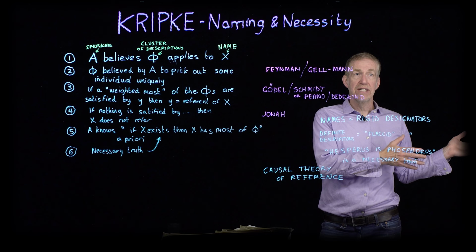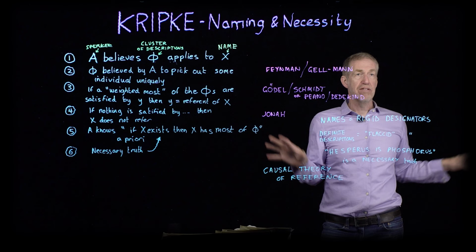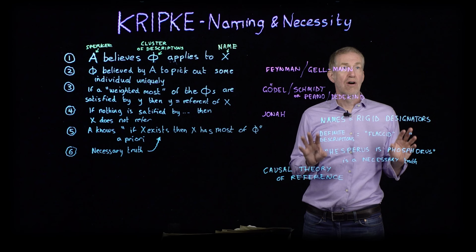So because the evening star and the morning star both pick out Venus in our world, but they don't pick out the same thing in all possible worlds. And because they don't pick out the same thing in all possible worlds, they're not co-referential terms. So you can't replace one with another.